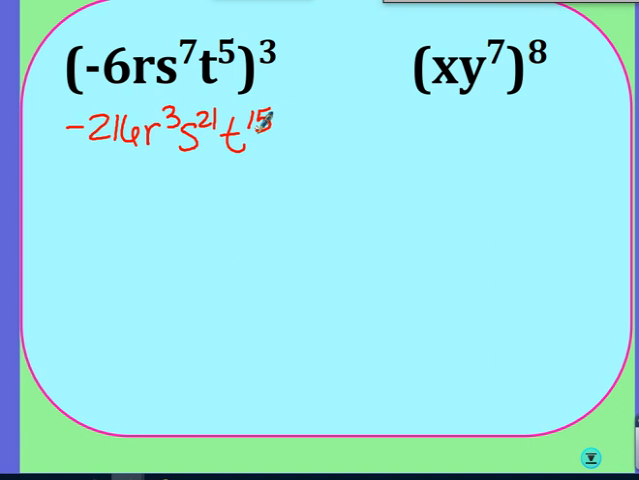For the next example, I will raise x to the 8th power and then y to the 7th to the 8th power.